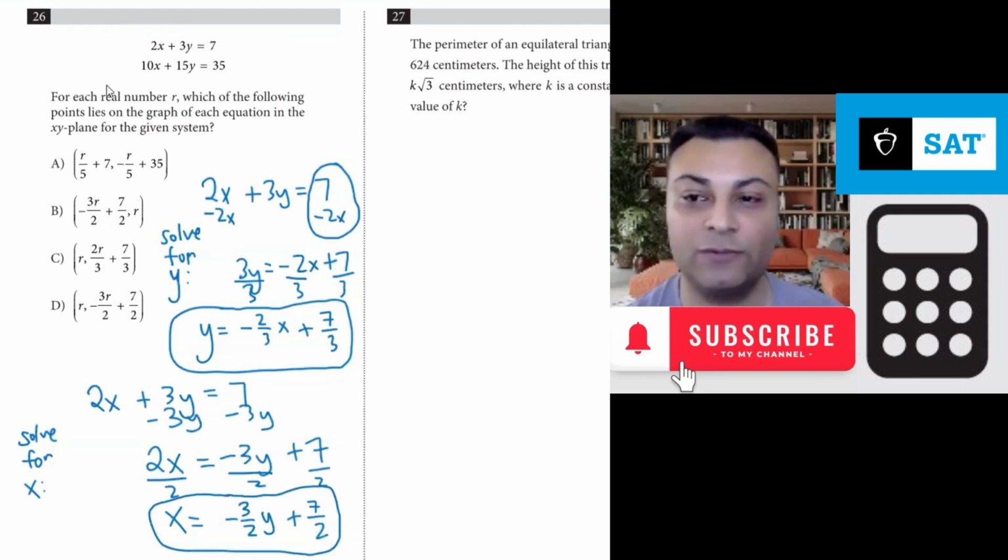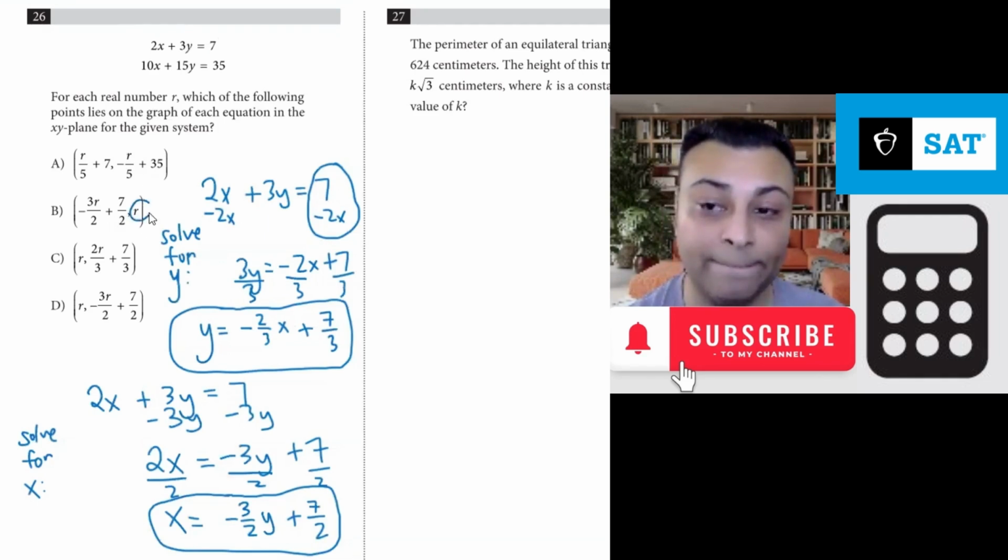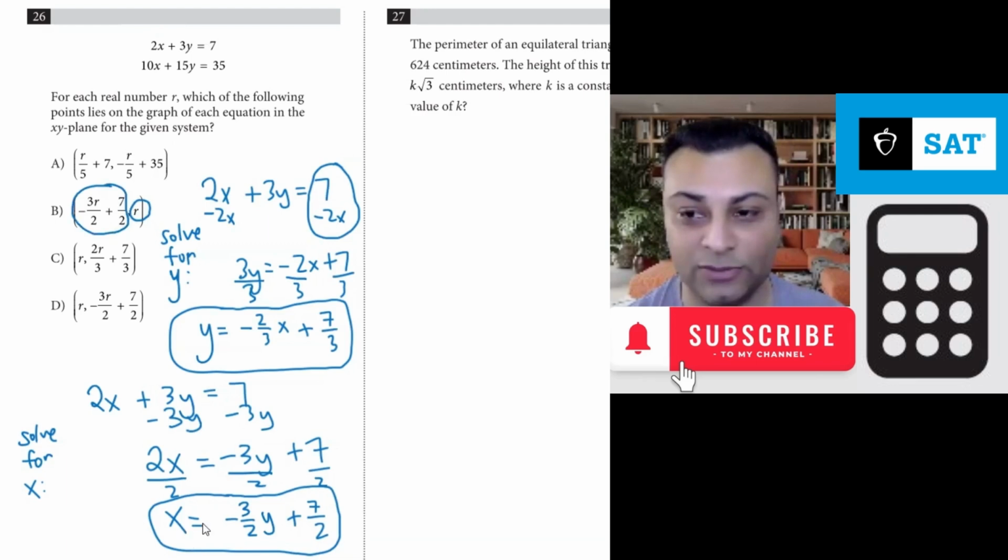Okay, so now they're saying for each real number r, which of the following points lies on the graph of each equation? Basically, if y stood for r, x in terms of r would look like that. It'll be clear when we look at the options. This one says r over 5 plus 7, negative r over 5 plus 35. Let's come back to that. Here it says, if your y coordinate were something, then this would be the x coordinate in terms of that. X equals negative 3/2 y plus 7/2. Ooh, that looks good. That's actually the answer.